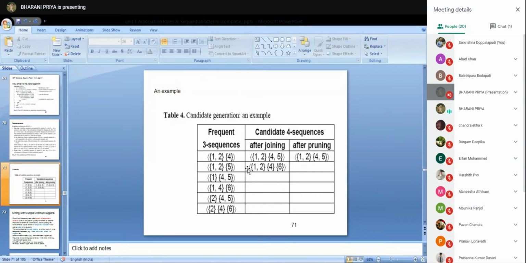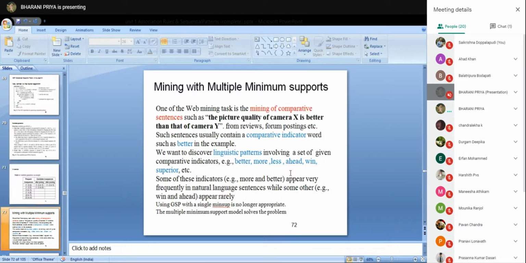So according to the rule, we got only 1, 2 and 4, 5. Mining with multiple minimum support. In what case do we require multiple minimum support? Let us see the example.